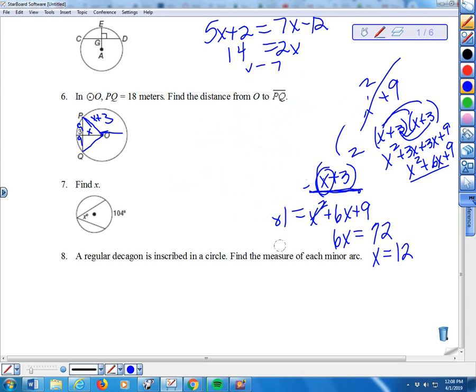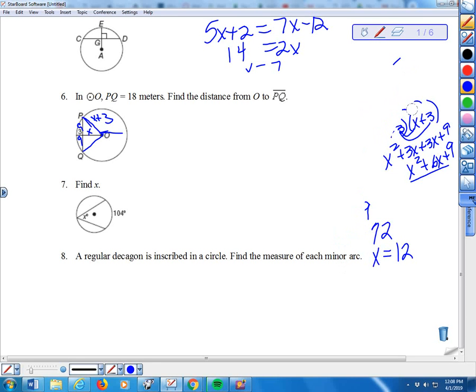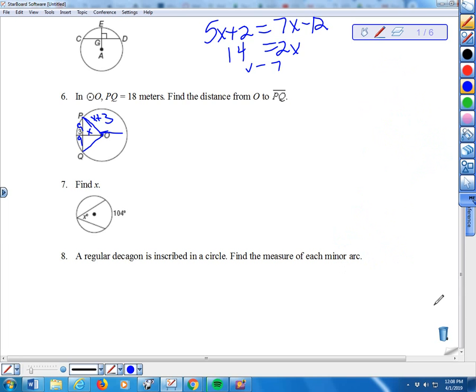Okay, find x. This is an inscribed angle. This should be easy. What's the formula? Inscribed angles: half the arc. So 52. Right? Central angles, the angle is equal to the arc. Inscribed angle, it's equal to half the arc.